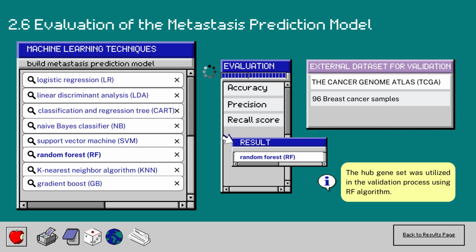And in these studies, they also included an external dataset of 96 breast cancer samples obtained from the Cancer Genome Atlas for better validation. That is why the hub gene sets were utilized in the validation process using the RF algorithm.